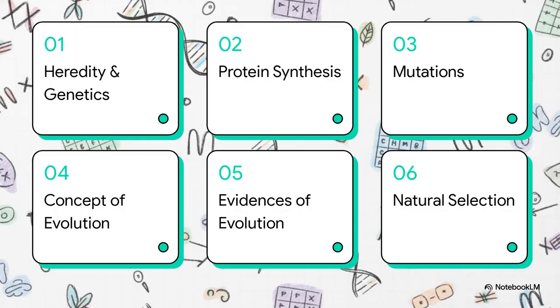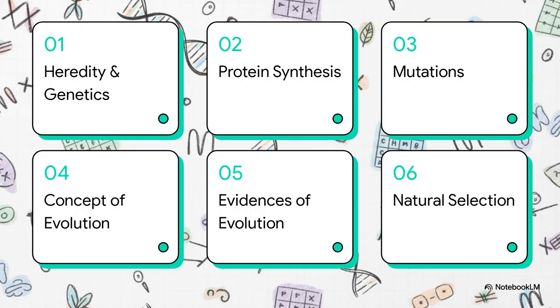Hello, students, and welcome to today's Explainer. Today, we are going to journey from the microscopic blueprints of life all the way out to planetary evolution. We'll briefly cover heredity, the protein synthesis process, and mutations, before zooming out to the grand concept of evolution, its evidences, and Darwin's natural selection.